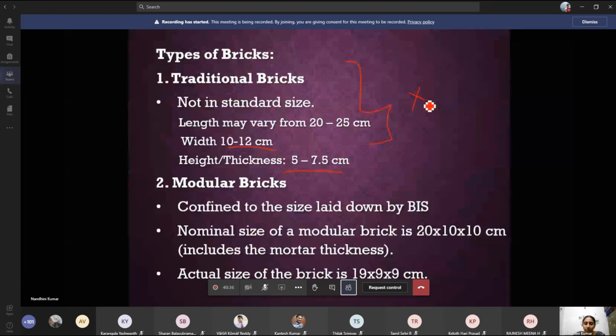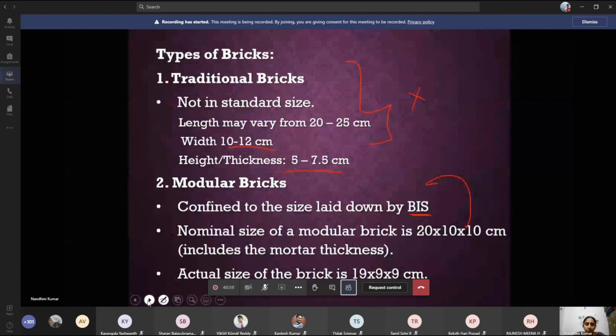But now we have the BIS standards to be used nowadays, where the nominal size is 20 by 20 by 20. The actual size of the brick is 19 centimeter by 9 by 9, where 19 is your length, 9 is your depth, and 9 is your width.